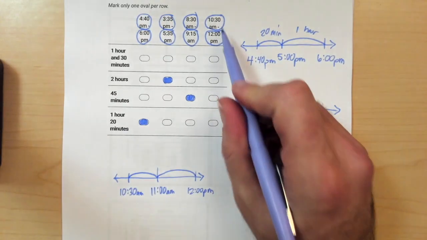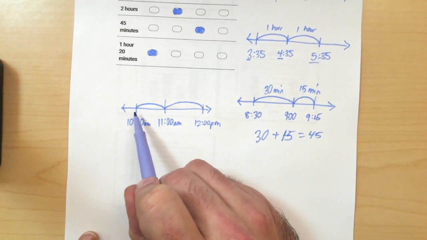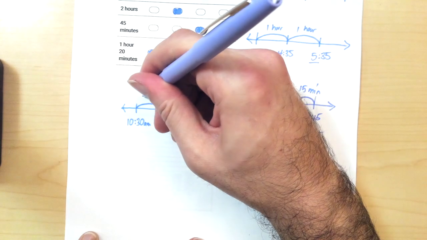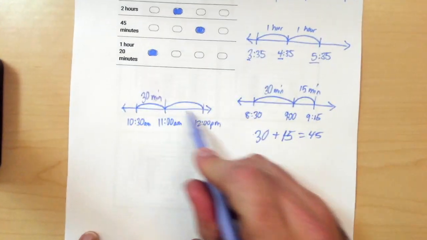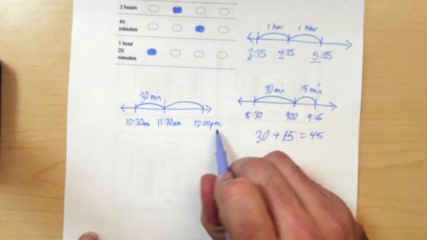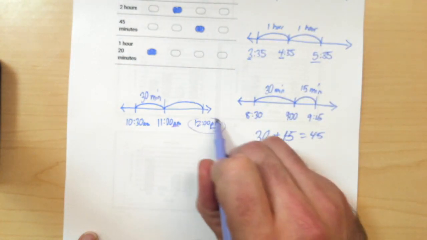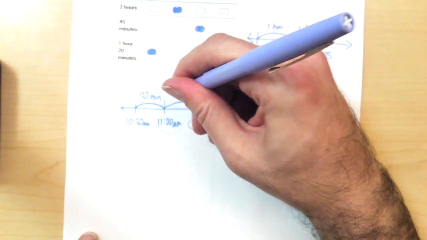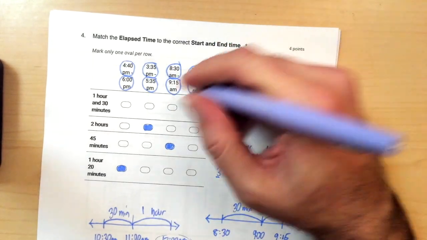For this one, I decided to break it up into half-hour chunks and then an hour chunk. So we have a half an hour from 10:30 to 11, so 30 minutes. And then from 11 a.m. to 12 p.m., it's just an hour because even though that's changed from a.m. to p.m., I know that's 12 noon, which is right after the a.m. So that's 1 hour. For a total of 1 hour, 30 minutes. So back up here, 10:30 a.m. to 12 p.m. is 1 hour, 30 minutes.